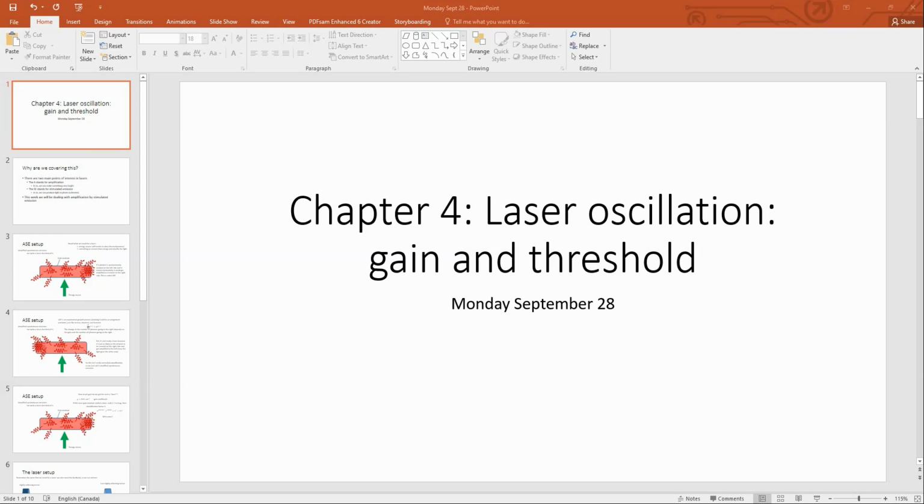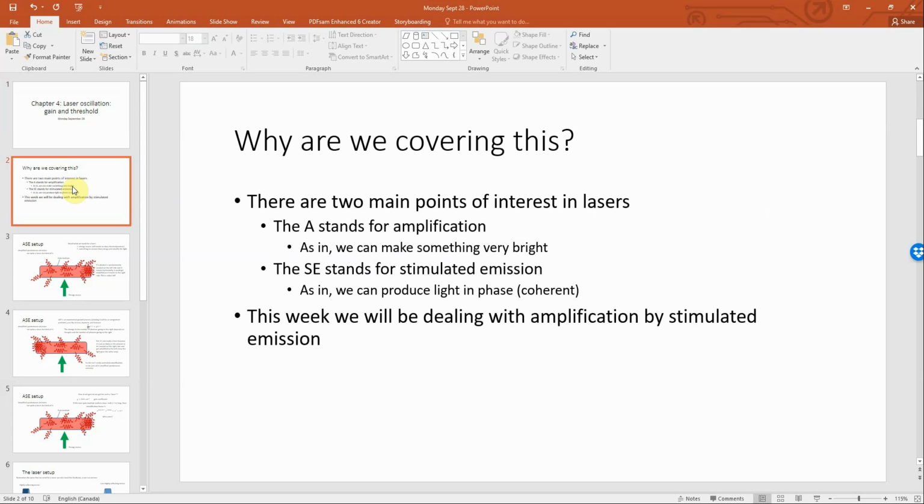This week we'll be covering Chapter 4 from your textbook, Laser Physics. That covers laser oscillation, gain and threshold. For Monday's lecture, what we'll be covering is the gain equation.